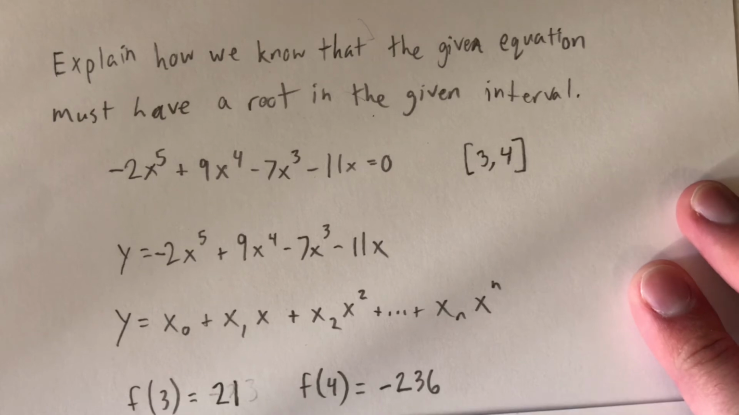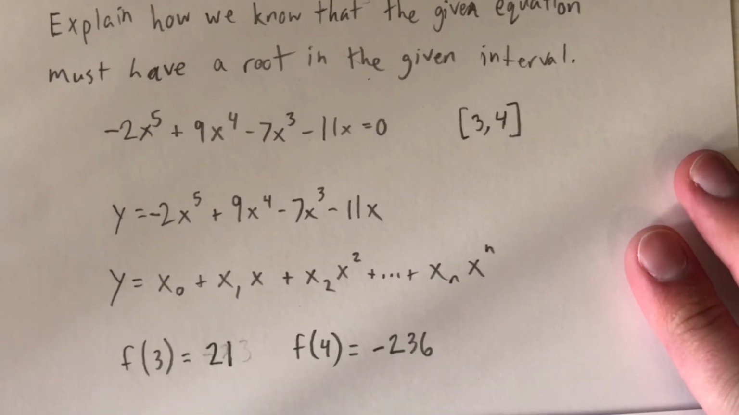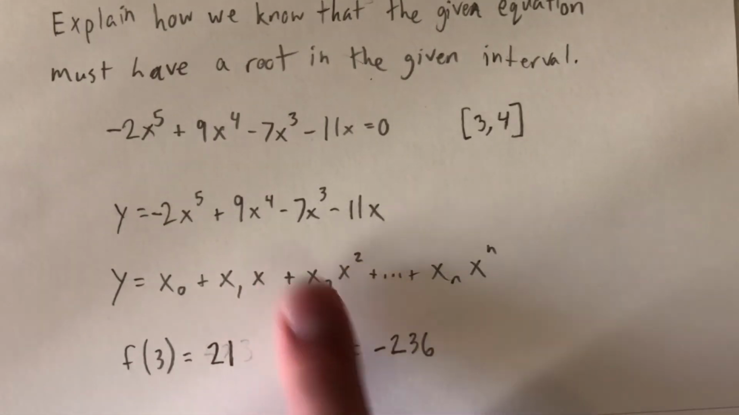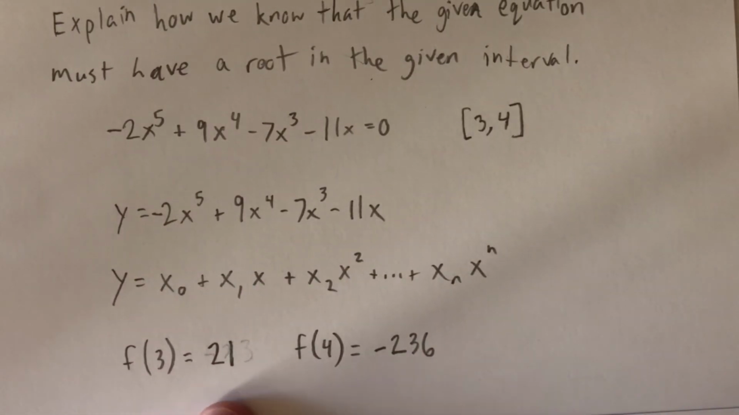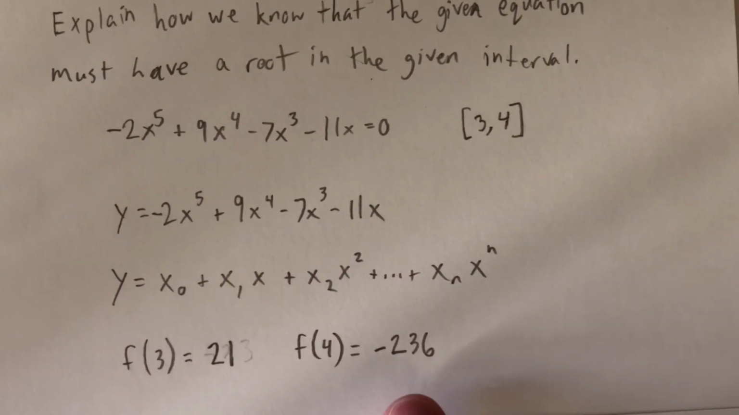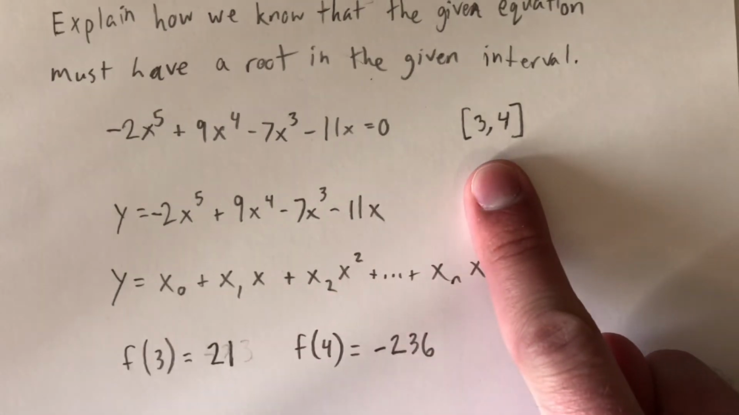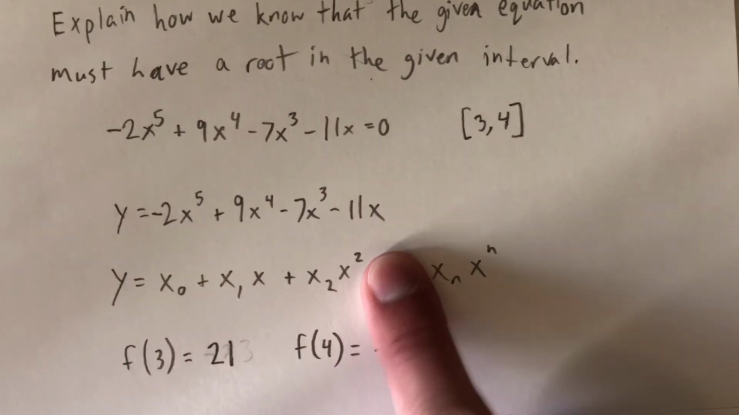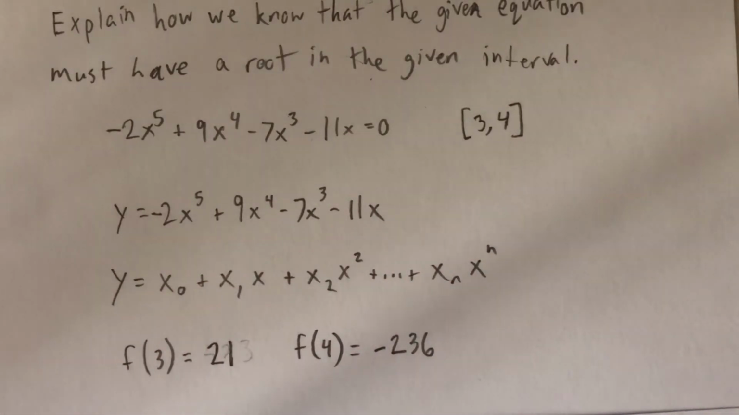So what we can do is plug in x equals 3 into this function here, and then plug in x equals 4 into this function here. We see that when x equals 3, this function is above the x-axis. It's at positive 21. And then when x equals 4, this function is below the x-axis. It's at negative 236. So if we're positive at the left edge of this interval, and then we're negative at the right edge of the interval, and we know the function is continuous throughout this entire interval, it must have a root somewhere in that interval.